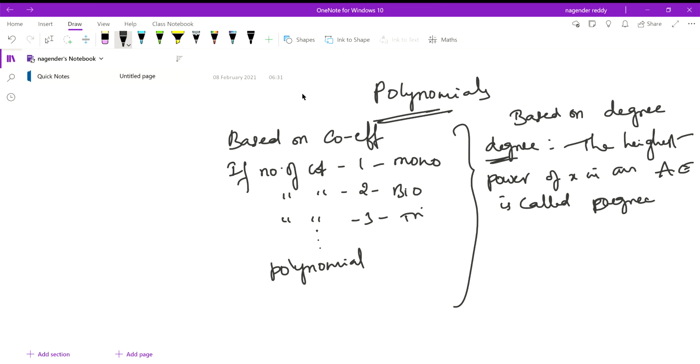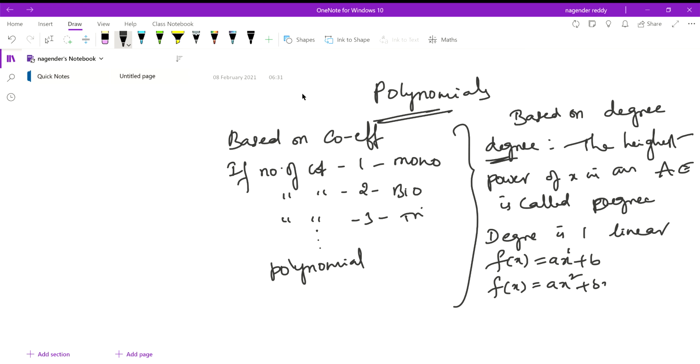If the degree of the polynomial is 1, then it is called a linear polynomial. Let f of x is equal to ax plus b, where the highest power of x is 1, then it is called a linear equation. If degree is 2, f of x is equal to ax square plus bx plus c. Here the highest power is 2. If it is 2, then it is called a quadratic polynomial.